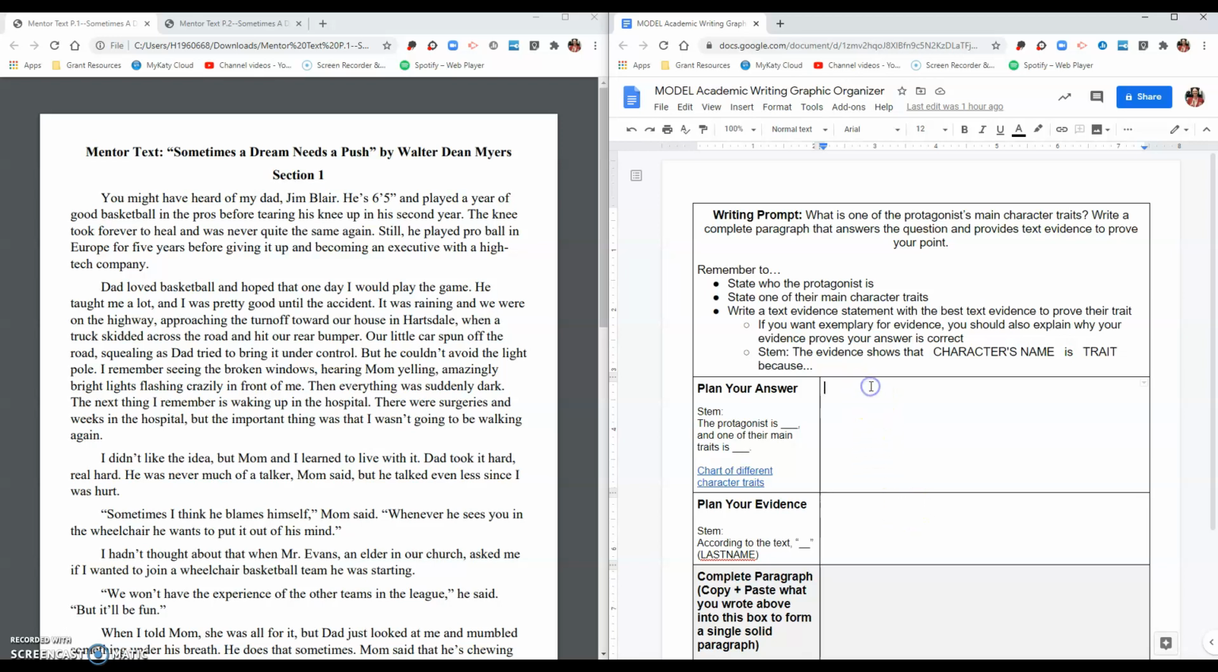So I'm using Sometimes a Dream Needs a Push to show you how to do this. This is the text that we have been reading in class. So like we said in class, our protagonist is our narrator. It is Chris. He is the main character and he is the narrator of the story.